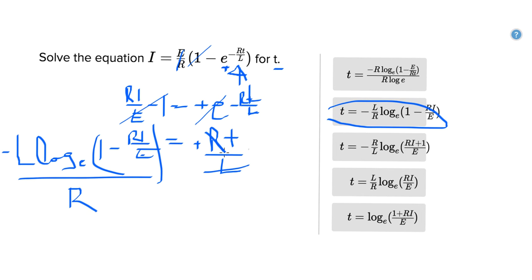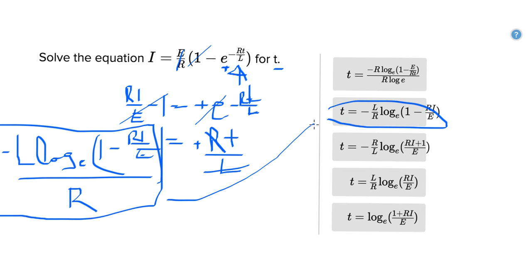It turns out answer choice B gives us exactly this side of the equation, just written a little bit differently. Rather than negative L over r times log e of 1 minus ri over e, we have negative L r times log e of 1 minus ri over e. But these are equivalent. These two expressions mean the exact same thing. So this is why B is the correct answer choice, and none of the other ones work out.